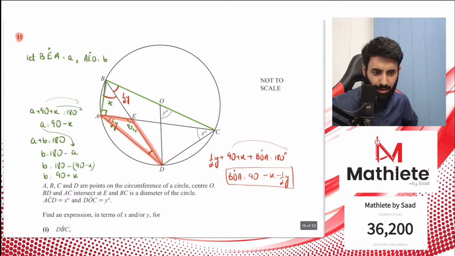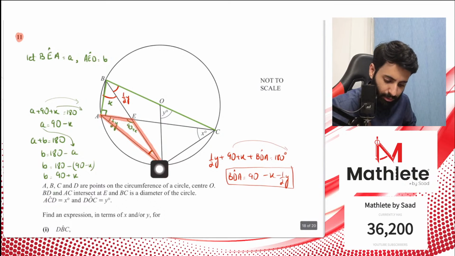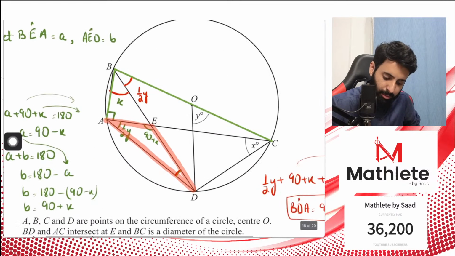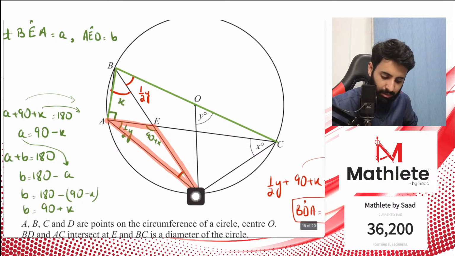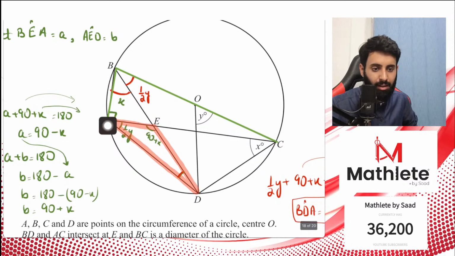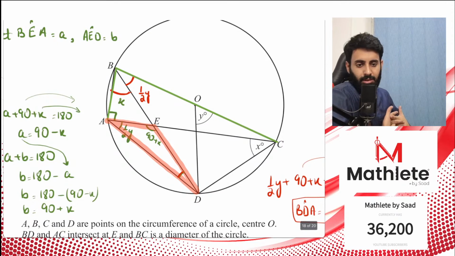Okay, sir, can you explain the AED part? Yeah, sure, I can. For AED, here's what we did. We didn't work out AED directly. We worked out AEB. Whatever AEB turned out to be, because BED is a straight line, we subtracted AEB from 180 to find out AED. I hope that answers your question.